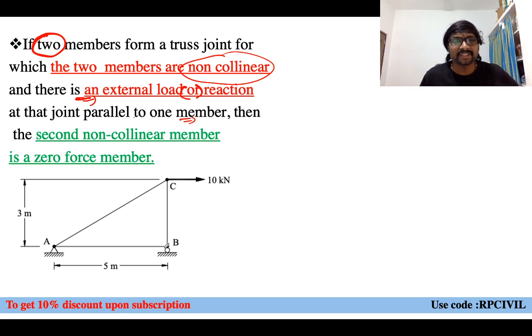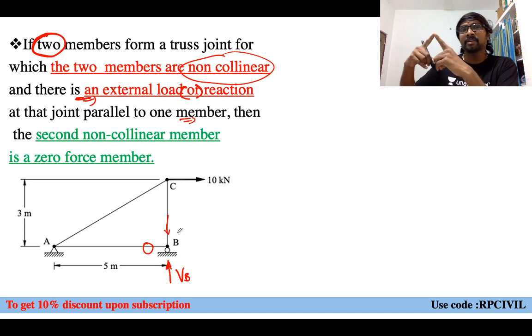We just observe this joint B, support reaction. Since it is a roller support, only a vertical reaction at B will be getting, or not? Yes, only a vertical reaction at B will be getting. Now, this vertical reaction at B is balanced by the force in the member BC, or not? And who is there to balance the force in the member BA? Nobody is there, nothing is there. So the force in this second non-collinear member will be equal to what? 0.